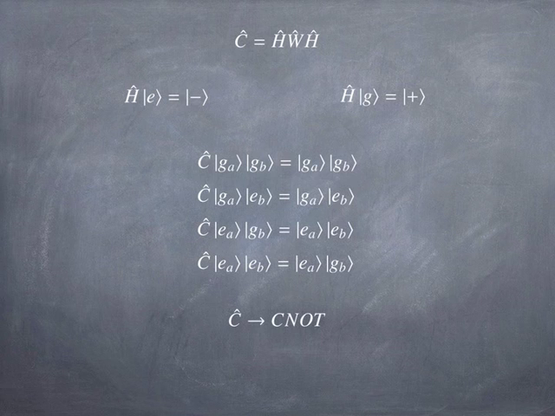So what we have here, I know it's a little complicated, but basically it's a scheme whereby you can take a string of ions, and by carefully addressing them with focused laser beams that act for definite periods of time, you can construct a controlled NOT gate. And with controlled NOT gates, as I said, it's theoretically possible to build anything. All right.